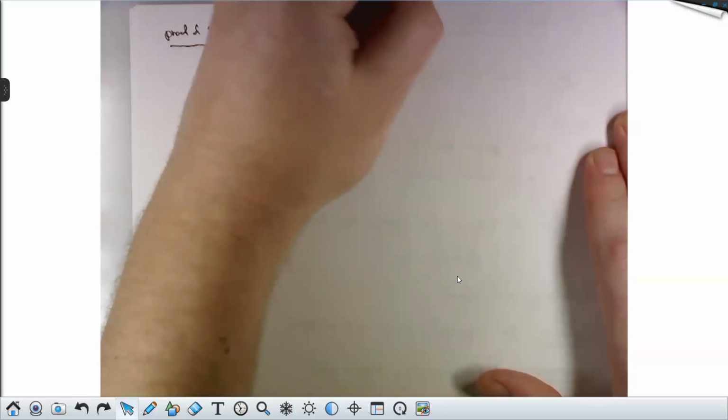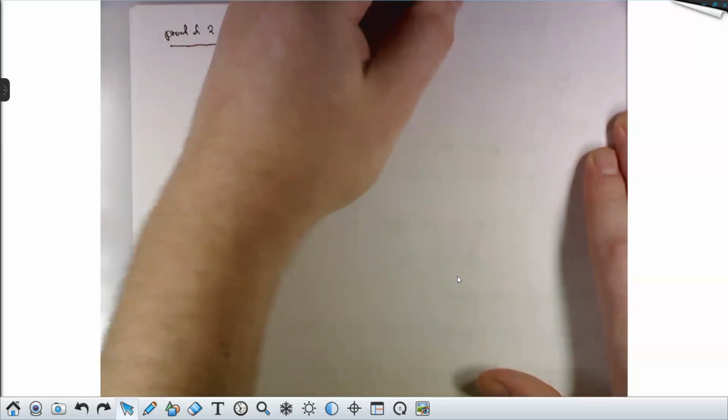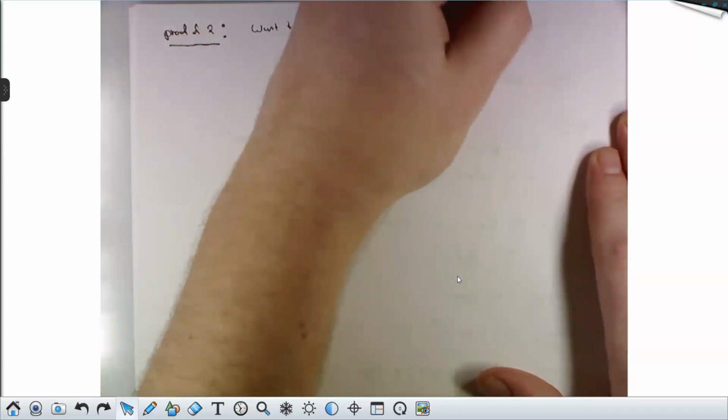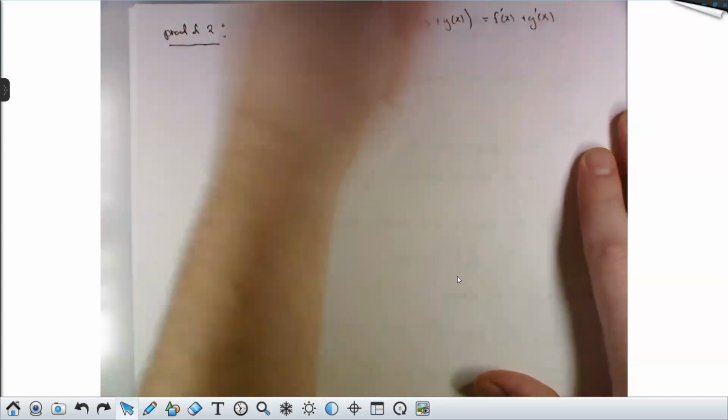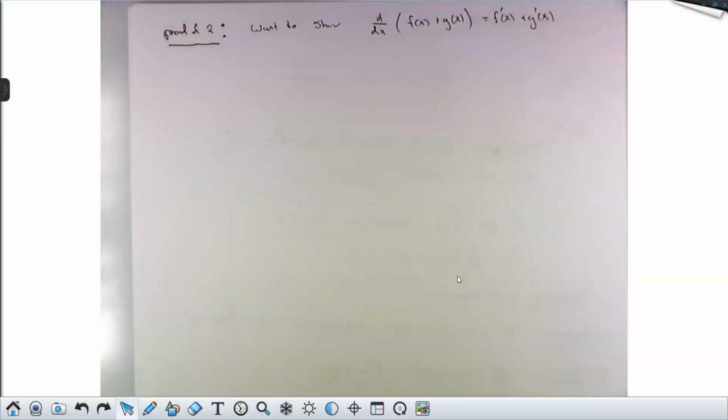So what we want to show is that the derivative of a sum of two functions is the sum of the derivatives. So we need to begin with some expression for the derivative of the sum, and we need to end with f prime plus g prime.